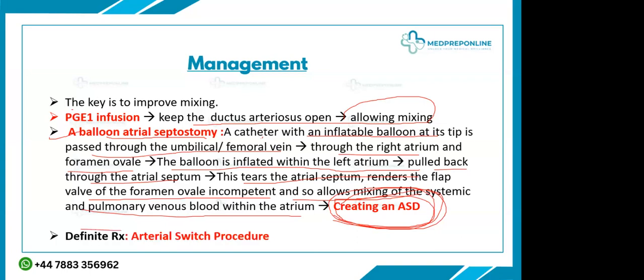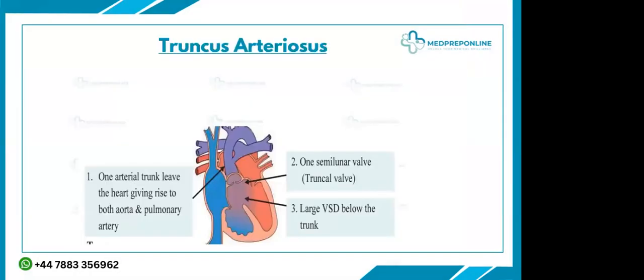And what is the definitive treatment? You have to do the arterial switch procedure, which means that you have to place the pulmonary artery in its right place, anteriorly with the right ventricle, and you have to place the aorta posteriorly with connection to the left ventricle, because there is no other way these babies can survive. So that is the definitive procedure for the transposition of the great arteries.